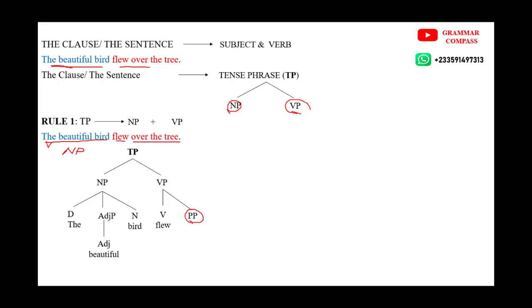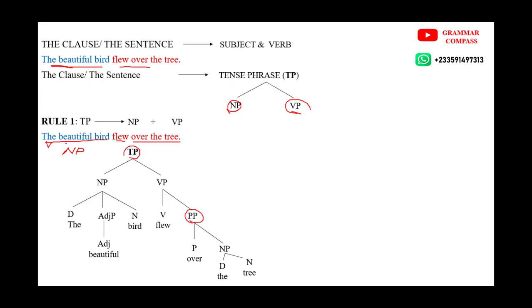Every prepositional phrase has a preposition and a noun phrase. In this case, the preposition would be over, and then the noun phrase will be the tree. But this noun phrase consists of two elements, that is the determiner, which is the, and then tree, which is the noun, the head of the noun phrase. We are done representing this sentence on our tree diagram.